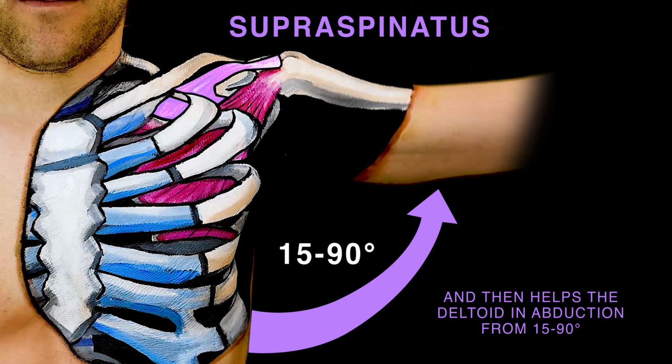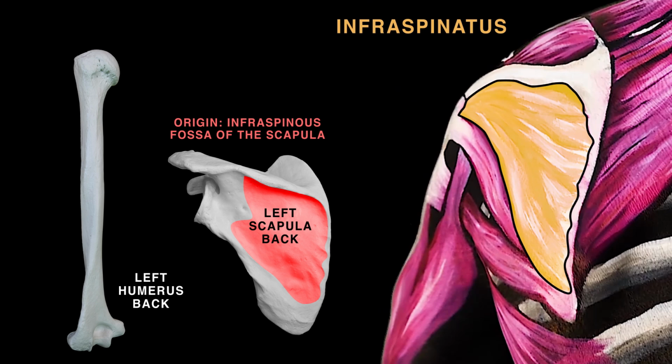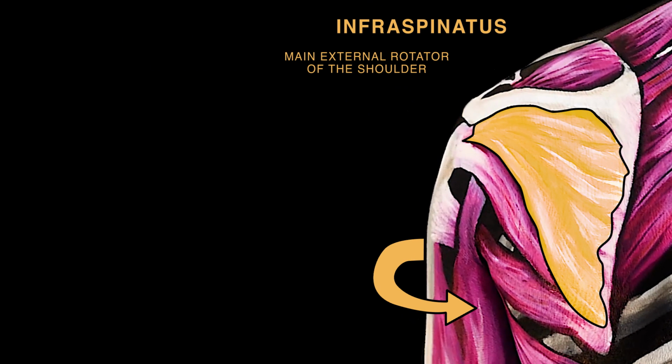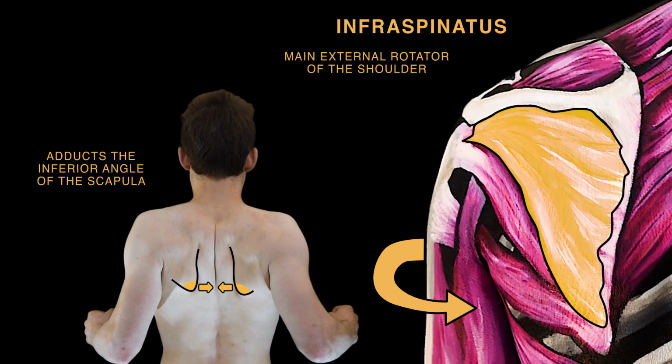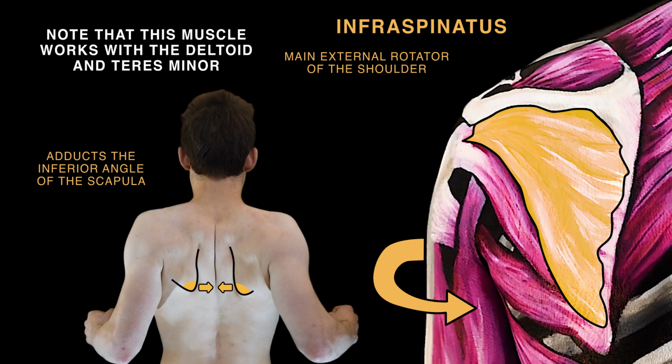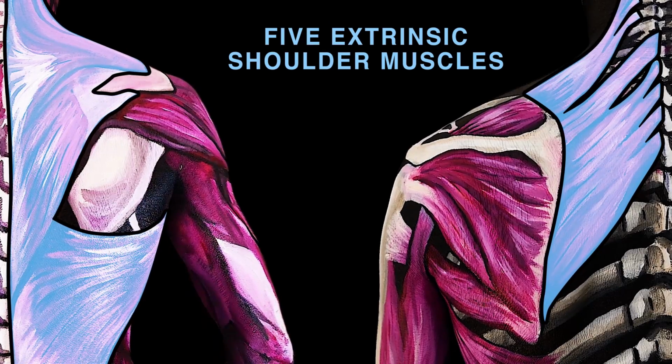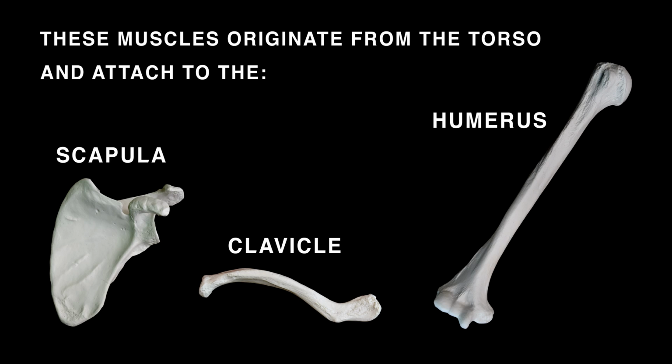Infraspinatus originates from the infraspinous fossa of the scapula and attaches to the middle facet of the greater tubercle of the humerus. It is the main external rotator of the shoulder. It also adducts the inferior angle of the scapula. Note that this muscle works with the deltoid and teres minor. Now we come to the final topic of this video, the extrinsic shoulder muscles. Again, these muscles originate from the torso and attach to the scapula, clavicle, or humerus.